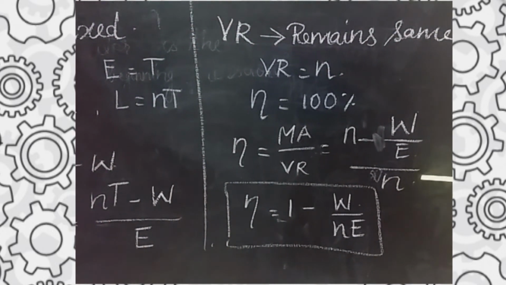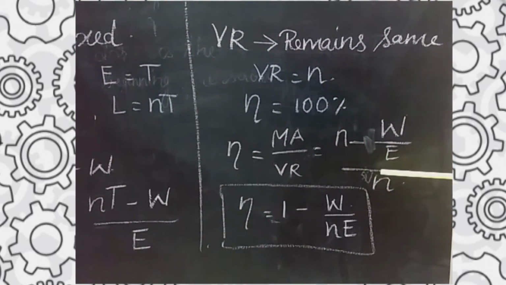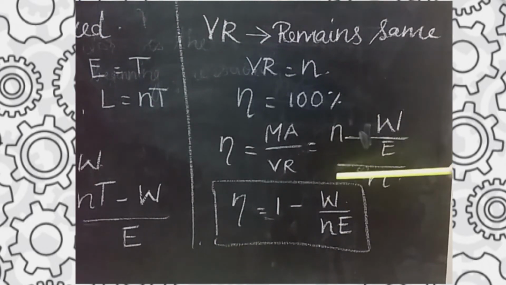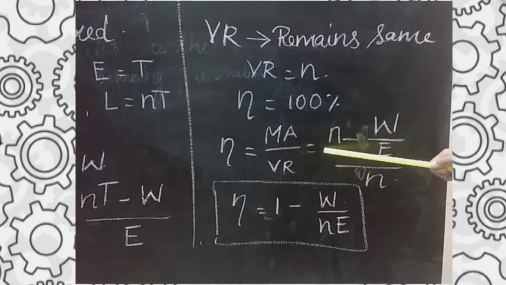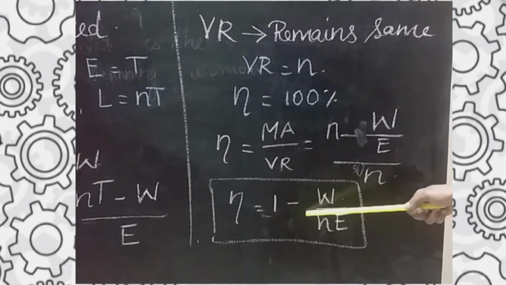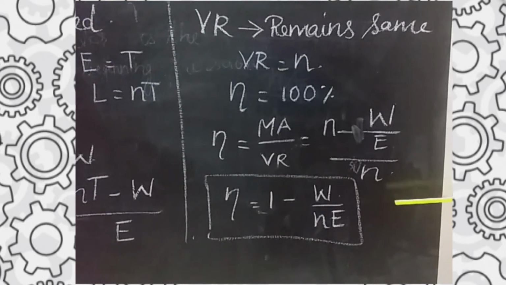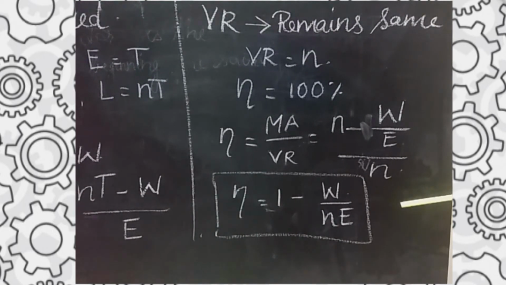So similarly, if you substitute the denominator for both, the numerator would become N by N minus W by N. So the N and N would get cancelled and you will get 1 minus W by NE. So what has happened to the efficiency? The efficiency decreases. So this is the efficiency of the actual machine.